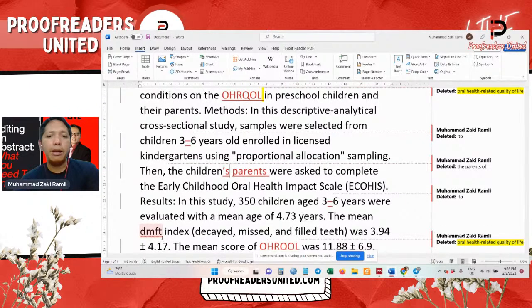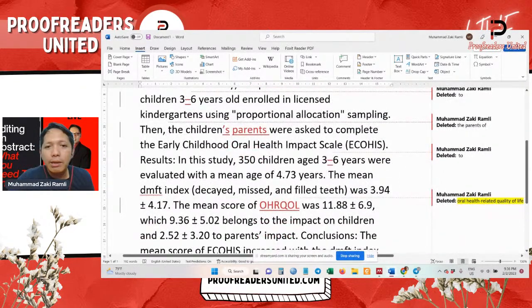The children's parents were asked to complete. I did not say that it was wrong grammatically. I just say how we can save the number of words, because as I said earlier, an abstract should be as concise as possible. So that's why we find ways to improve the abstract in terms of language and in terms of conciseness. The children's parents were asked to complete the early childhood oral health impact scale.